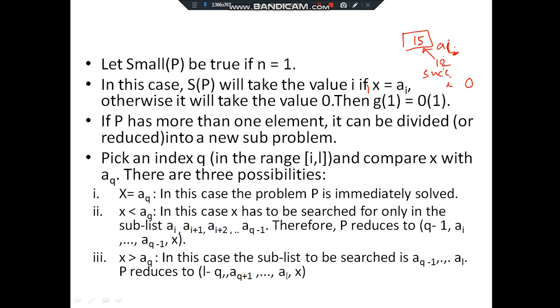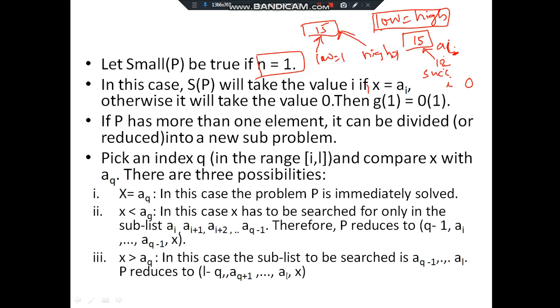So what is small p? Small p is when the array that you are considering has only one element. Now, for this array with a single element, we have low equal to 1 and high equal to 1. So what is happening here is low is equal to high. If it happens that low is equal to high, you can say that the array is very small and it can be directly solved.